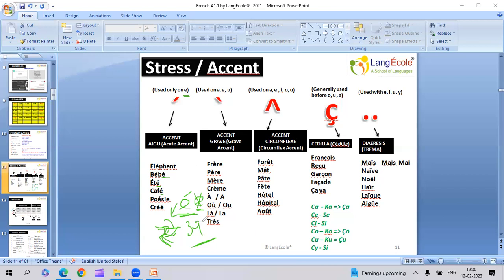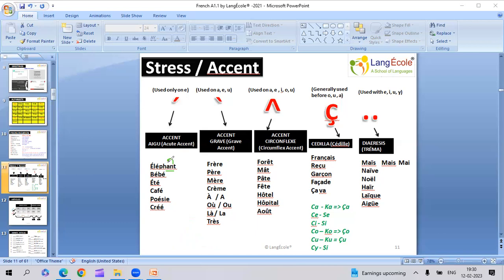Yes. Now here, as you've seen, this makes the pronunciation. Now both of you, let's try to practice pronouncing these words. Éléphant. Éléphant. You remember the last slide I've taught? What will be the pronunciation of this?